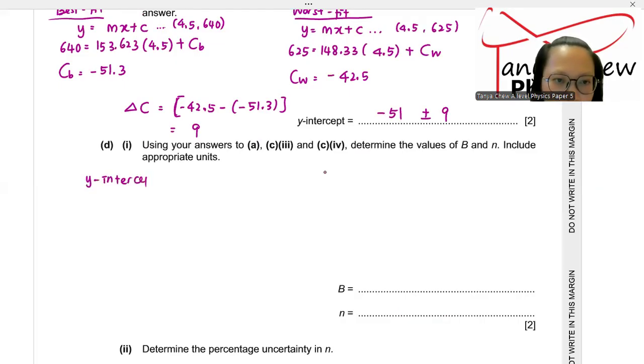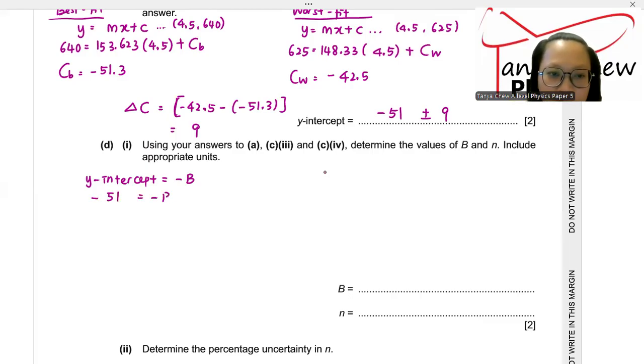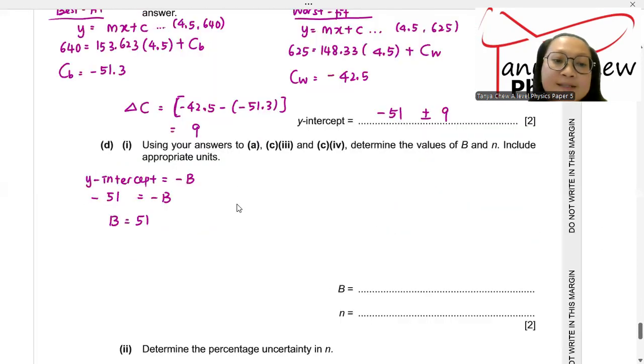Y-intercept is equal to negative B. Since the question did not ask me to include the absolute uncertainty for B, I'll just write down y-intercept is negative 51, which is equal to negative B, so B is equal to 51. And what is the unit of B? For the y-intercept, you just look at the graph. What is the unit of the y-axis? cm squared. So B is 51 cm squared, right?